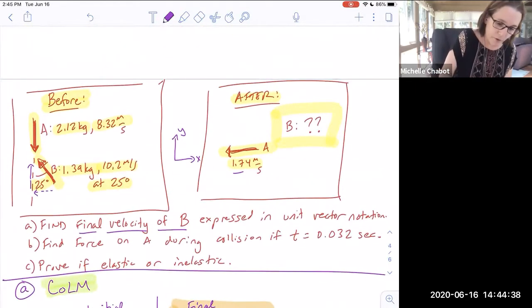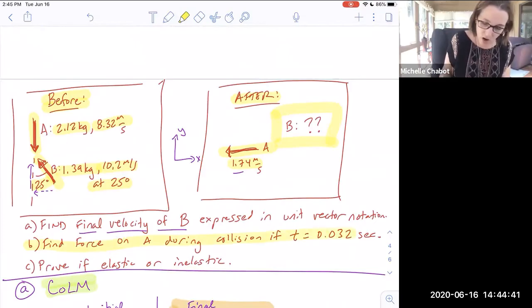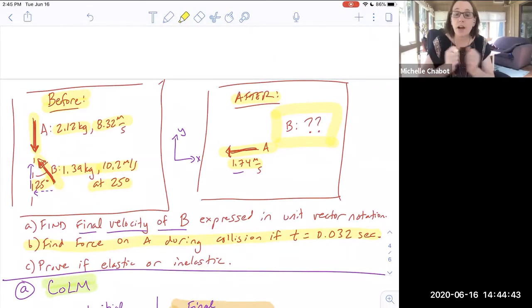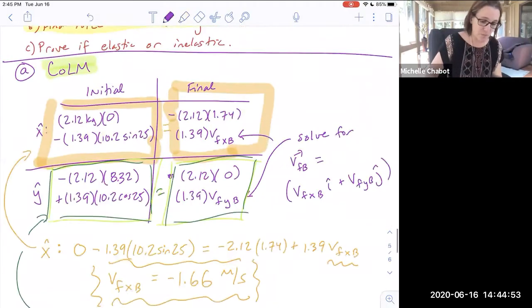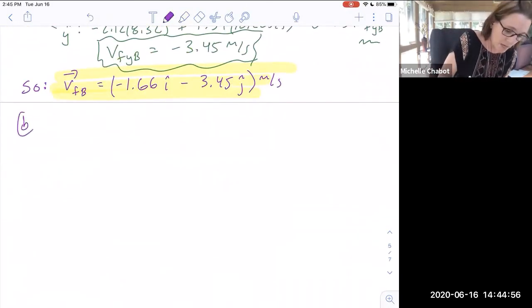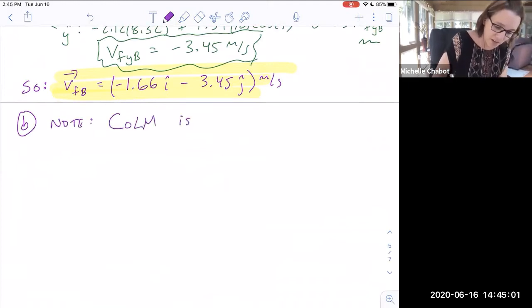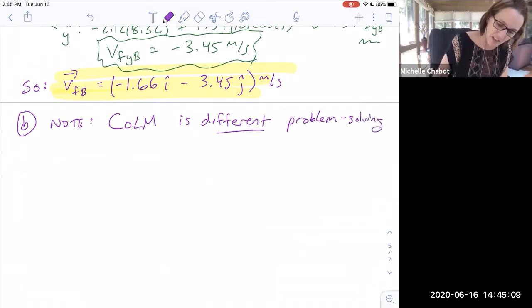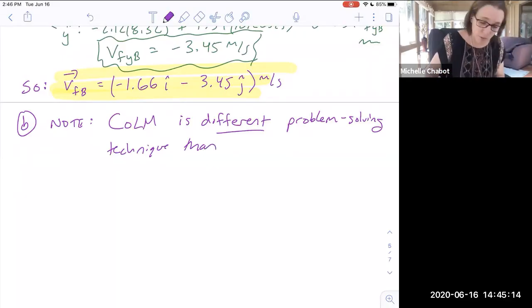We want to find the force on object A given the time of the collision. So this is where you need to keep impulse momentum separate from conservation of linear momentum. So for part B, it's important to note that conservation of linear momentum is an entirely different problem-solving technique than impulse momentum.